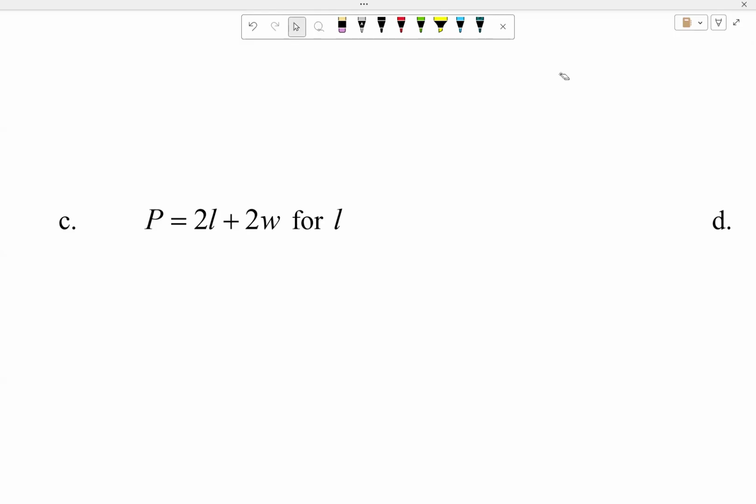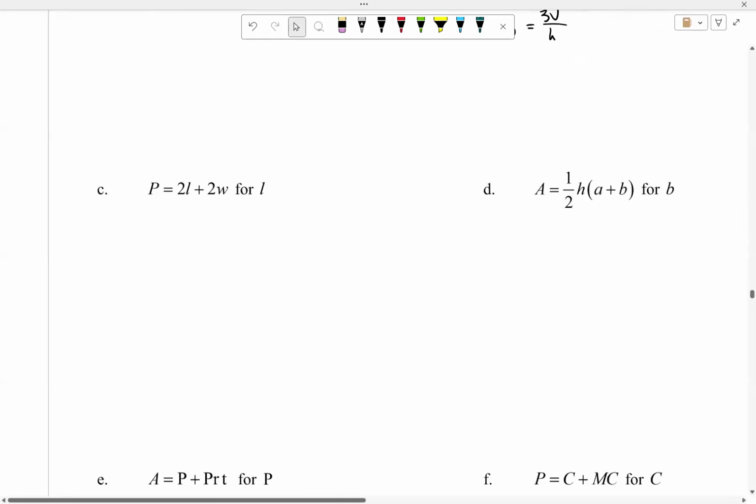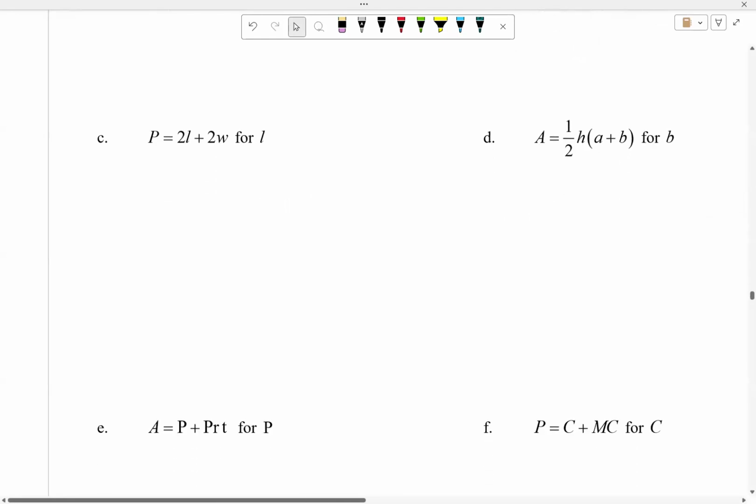Solve for L. Check with the neighbor once you're done or stuck. Yes, P over 2 minus W. P over 2. James, what was it?